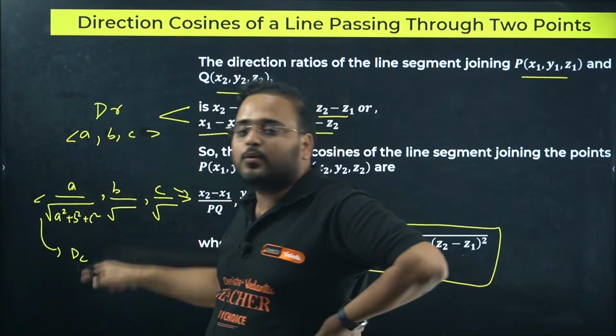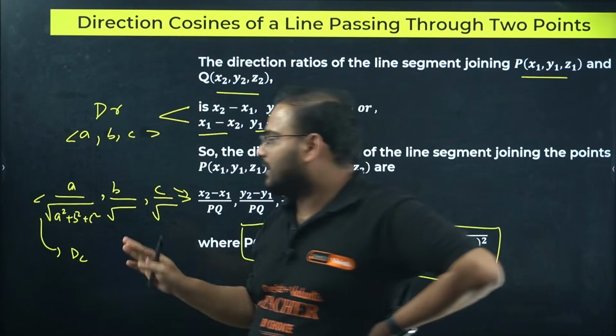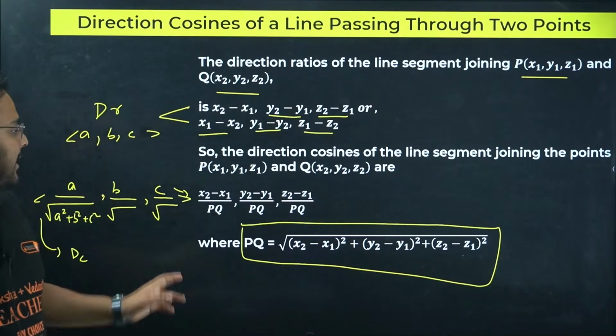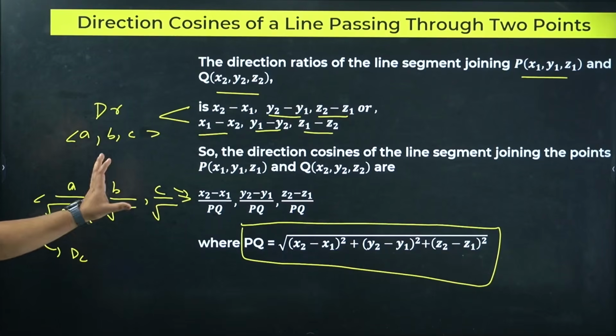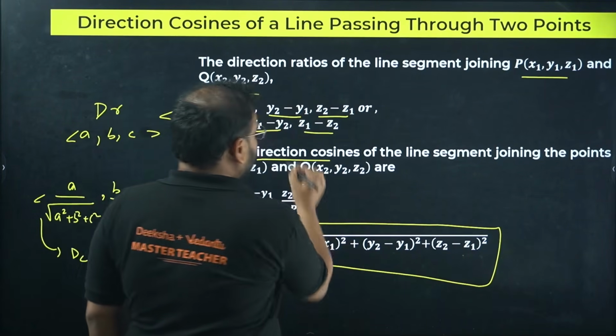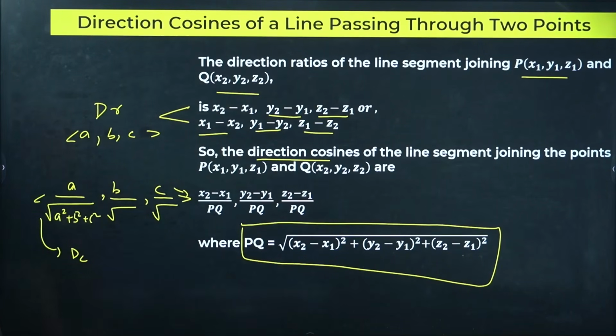a upon the root of a square plus b square plus c square for l, and the same, b upon this root for m, c upon the same root for n. Is it making sense, guys? This is your understanding of direction cosines and the relation between direction cosines and direction ratios.